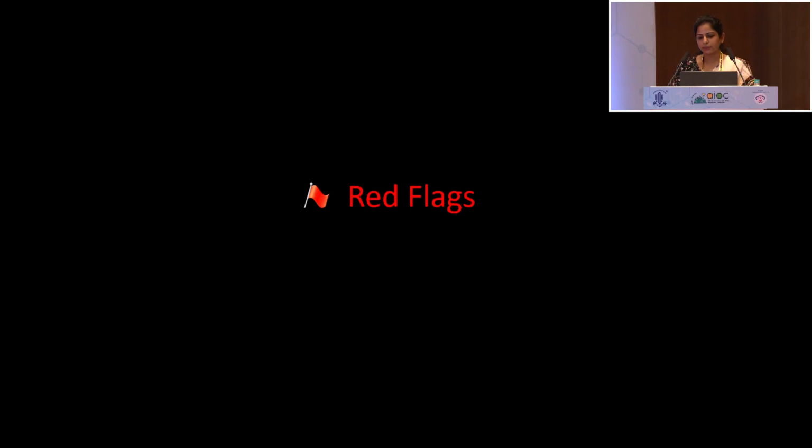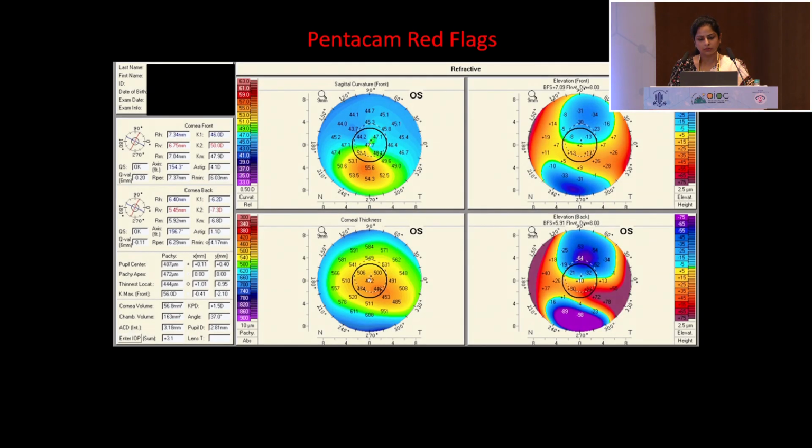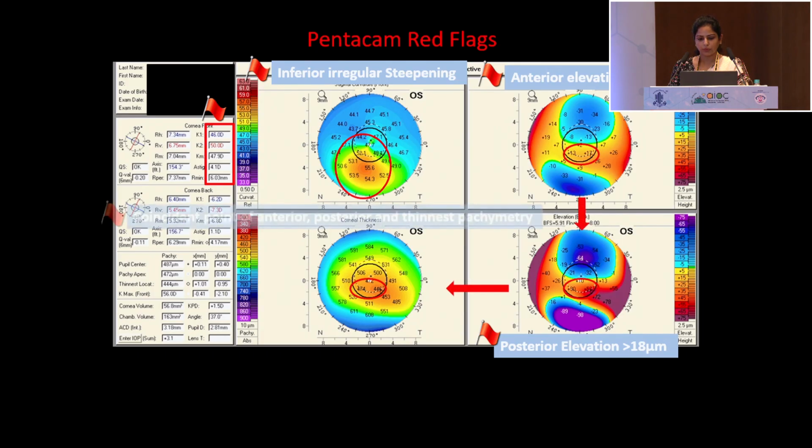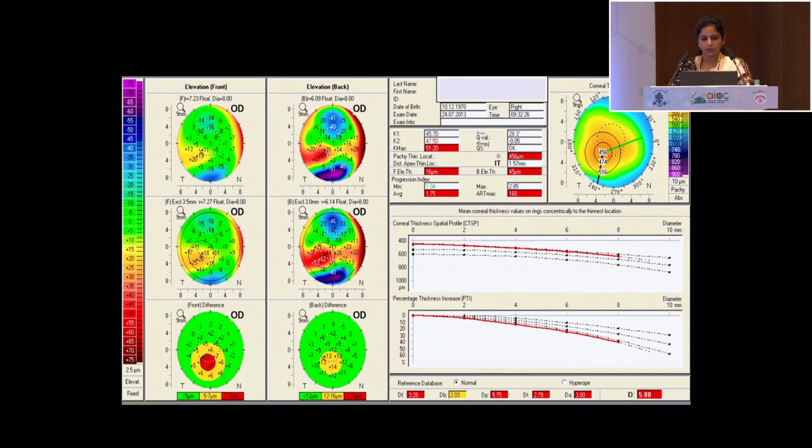Red flags in Pentacam: first, you have to see the keratometry findings, that Kmax should not be more than 49. Then you should see whether inferior irregularity or steepening is present, which is not normal. Then anterior elevation should not be more than 12. Posterior elevation should not be more than 18. And all these things, the anterior elevation point, posterior elevation and the pachy, all the points should be coincident.